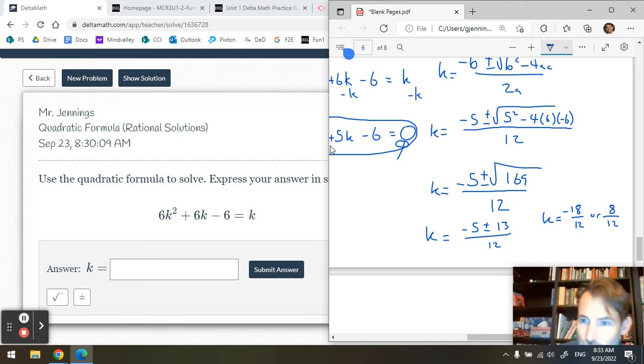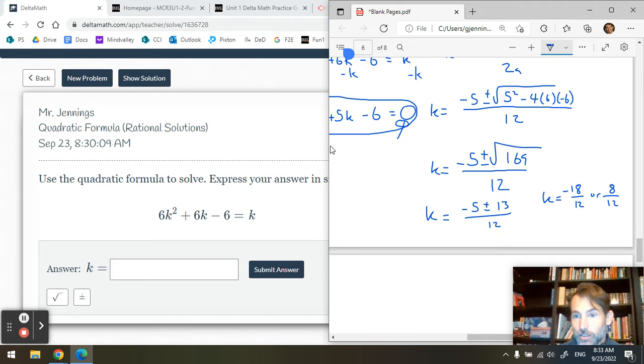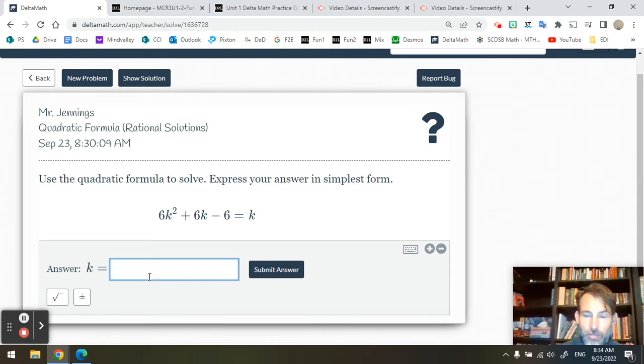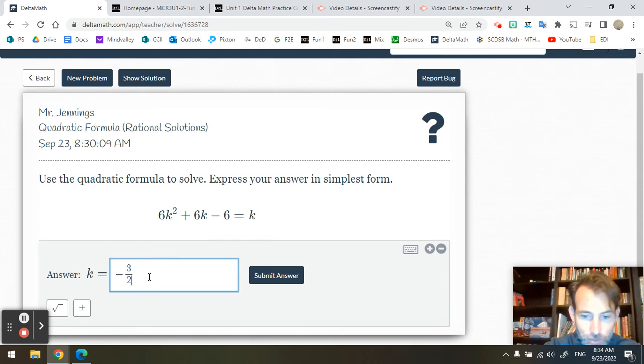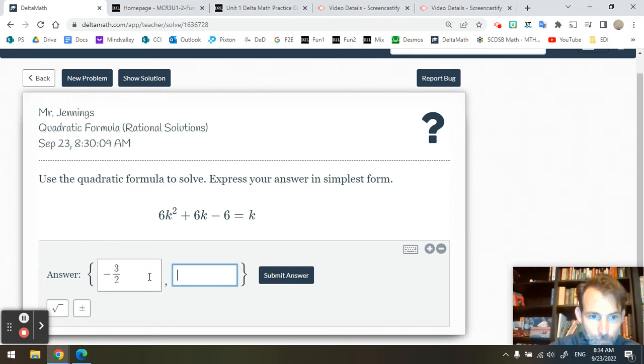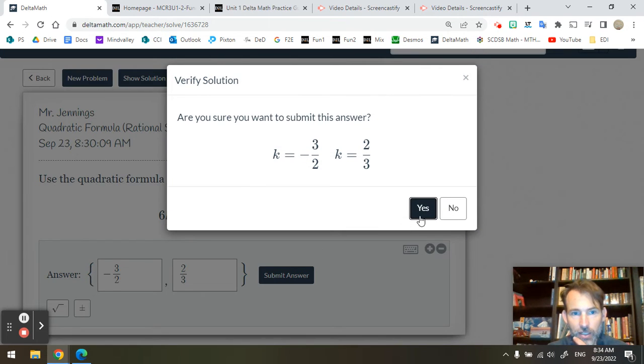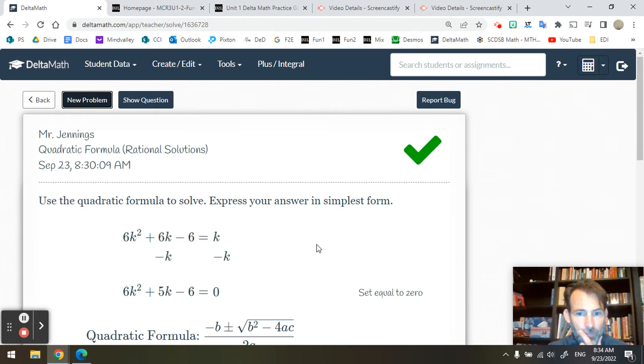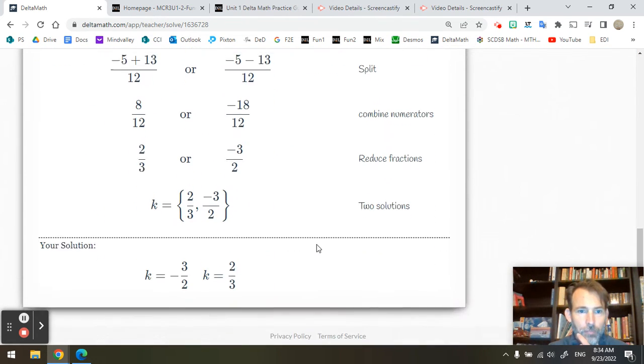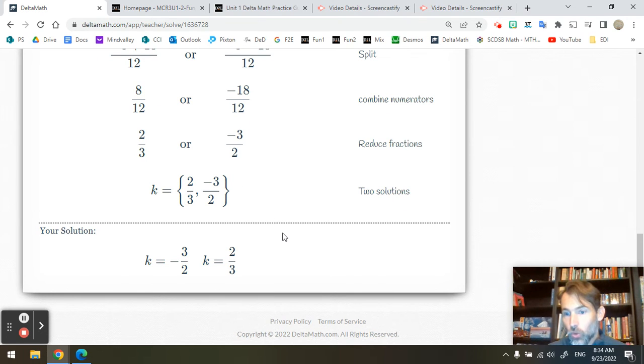Okay, so now reduce your fractions. Negative 18 over 12 is equal to negative 3 over 2, or 8 over 12 is equal to 2 over 3. Okay, love Fibonacci, these guys. Minus 3 over 2, comma, 2 over 3. So k is equal to those points. Cool. Okay, so that's how you do those.